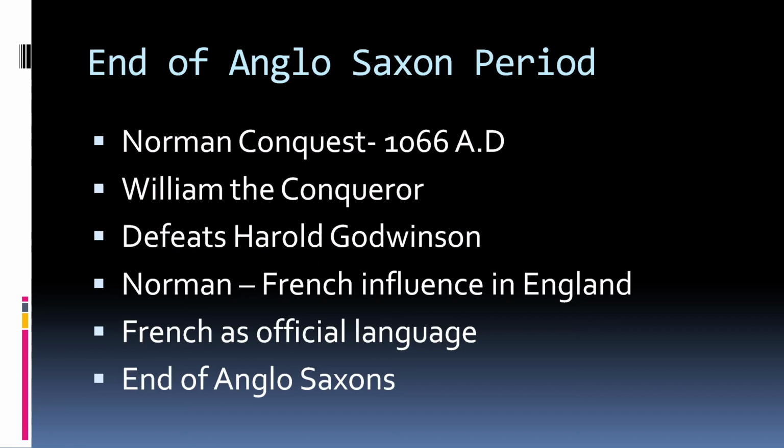Now we have come to the end of the Anglo-Saxon period. The end happens because of the Norman conquest in 1066 AD. William the Conqueror is the Norman king who invaded the Anglo-Saxon country, and he defeated Harold Godwinson, who was the last Anglo-Saxon king. The Normans spread the French language throughout the country, and French was considered to be the official language, and thus there was an end of the Anglo-Saxon domination.